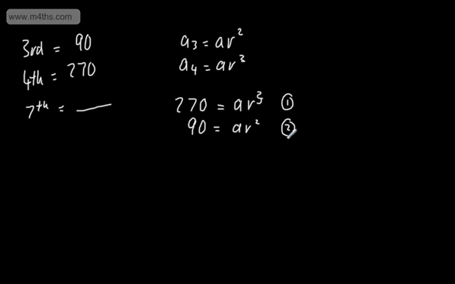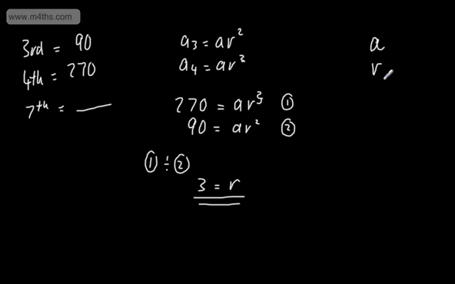What I'm looking to do, if I want to find the seventh term, is find the common ratio and the first term. If I divide equation 1 by equation 2, I'm going to have 270 divided by 90, which gives me 3. If I take A and divide it by A, that's just going to give me 1, so the A's cancel out. R to the power 3 divided by R to the power 2, we subtract, and that gives me R. So straight off, I found my common ratio.